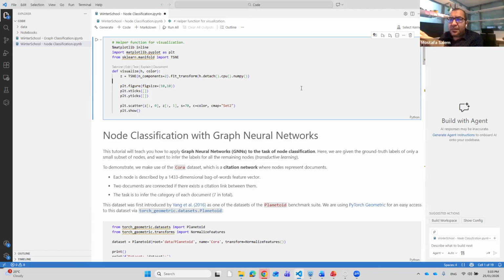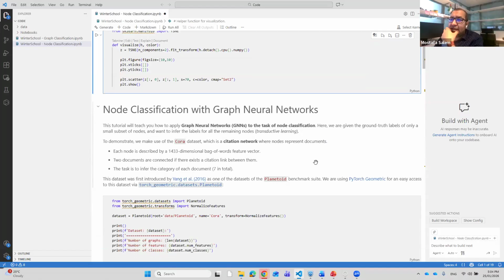I will not go deeply into the code. I will just show you what node classification is and what the result is if I use graph neural networks or if I use a multi-layer perceptron, and how the connections and the representation of the graph will make the learning process better and the accuracy better than using MLP. In this node classification example, I will use the Cora dataset.